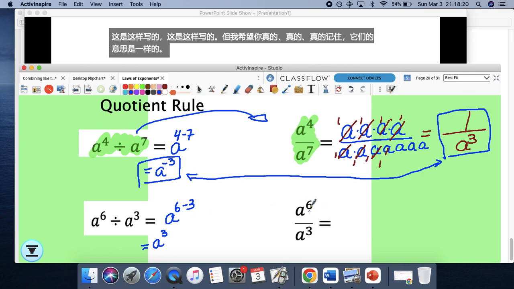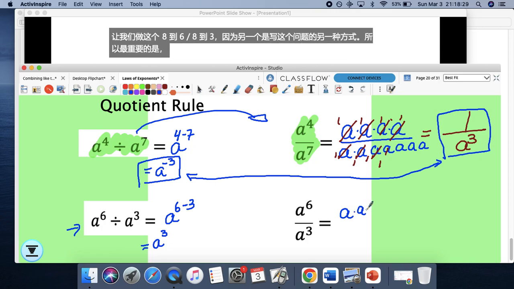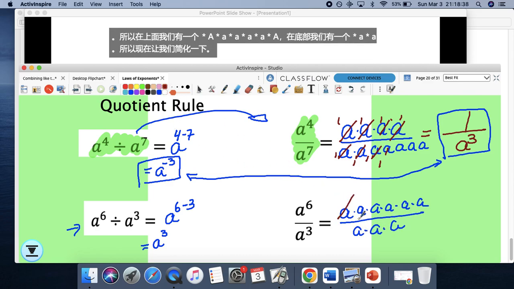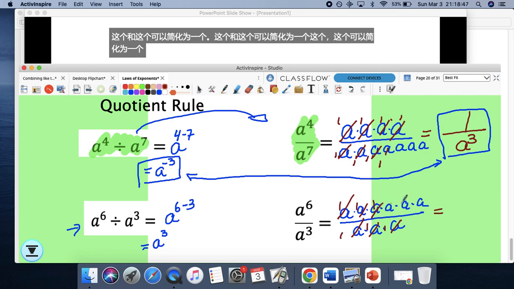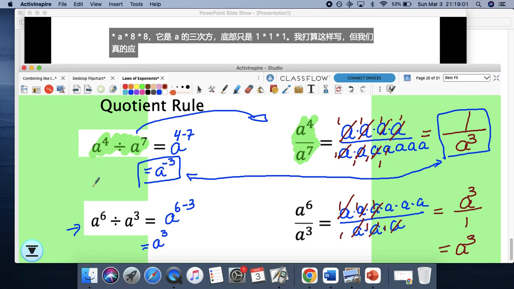Let's do this one. A to the 6th divided by a to the 3rd, because the other way of writing this problem. So on top we have a times a times a times a times a times a, and at the bottom we have a times a times a. So now let's simplify. This and this can be simplified to 1. This and this can be simplified to 1. This and this can be simplified to 1. And in this case, I have a's left over in the numerator. So it's 1 times 1 times 1 times a times a times a, which is a to the 3rd power. And at the bottom is just 1 times 1 times 1. I'm going to write it like this, but we really should just write it like that. Okay.